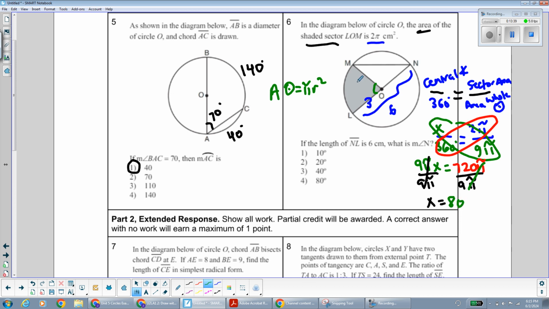So the central angle here is 80 degrees. And remember, central angles are equal in measure to their intercepted arcs. And notice how the angle that we're looking for, angle N, also intercepts arc ML. And inscribed angles are half their intercepted arcs. So angle N would be 40 degrees.